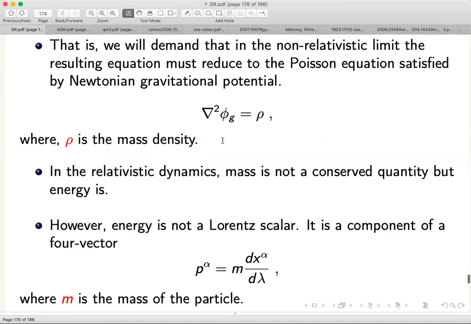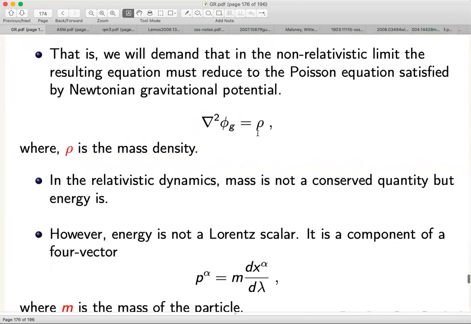The first hurdle that we encounter here is that mass is not a conserved quantity in relativistic dynamics. Forget about the general relativistic description. Even in special relativistic dynamics, mass is not a conserved quantity, but energy is. So what we would want to say is that in the non-relativistic limit, it is the mass, but maybe the relativistic description of this should have been energy.